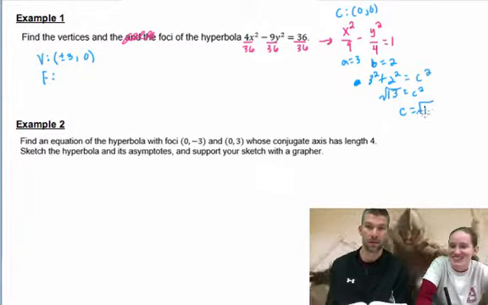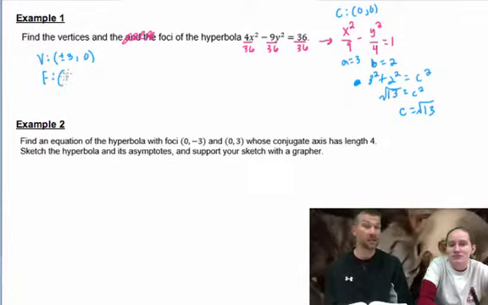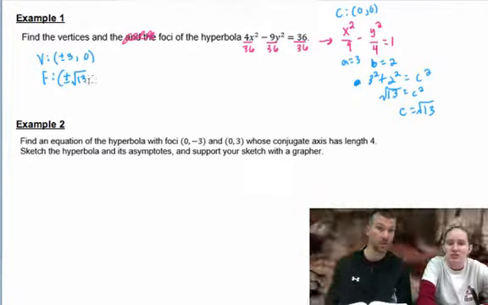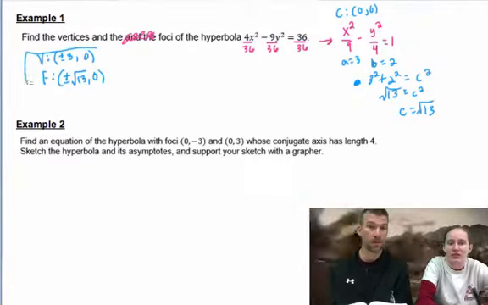c is the square root of 13. And remember, it's technically plus or minus the square root of 13. That's where that shows up in our formula. So there's our vertices and our foci.